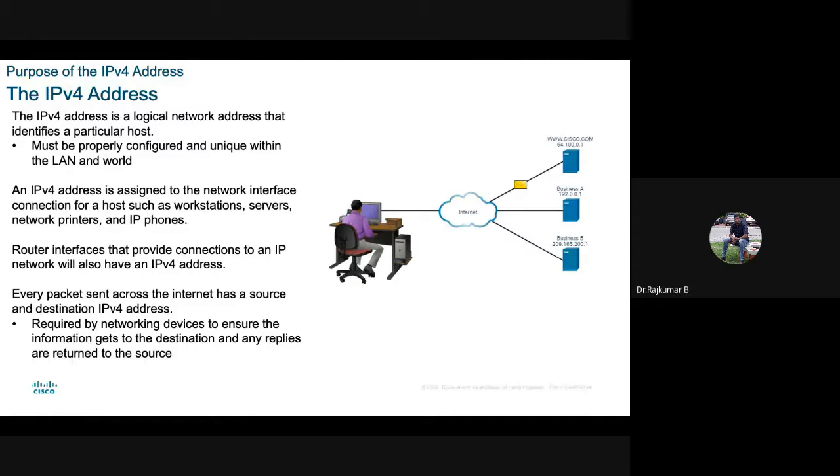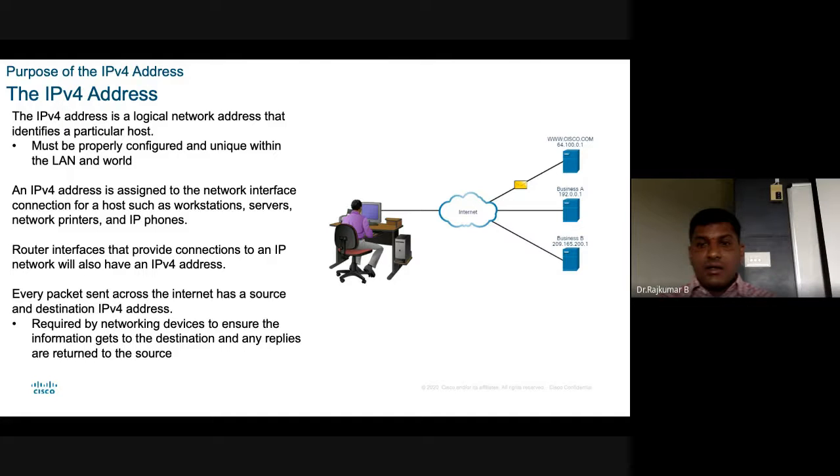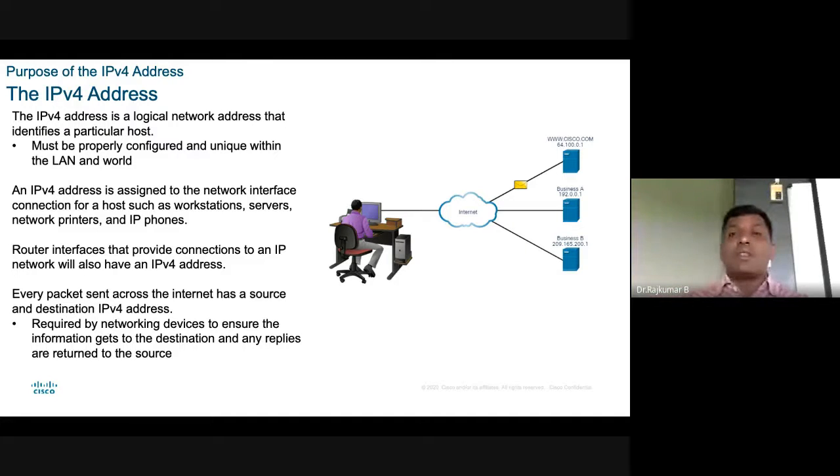So in computer networks, the most important part is to know about the devices and how those devices are identified in the network. To identify those devices, we use IP addresses. In IP addresses, what are the different versions? There is IP version 4 and IP version 6.